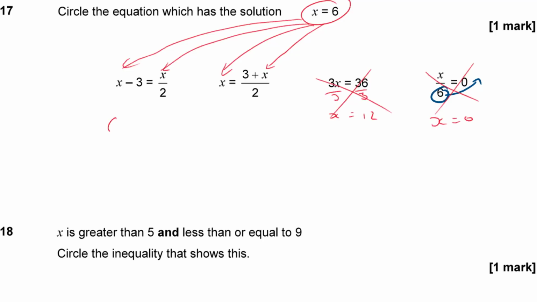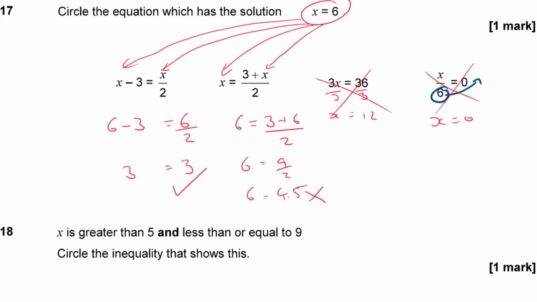So is 6 minus 3 equal to 6 divided by 2? Well, 6 minus 3 is 3, and 6 divided by 2 is 3, so yes, that is true. What about the other one? Is 6 equal to 3 plus 6 divided by 2? Well, is 6 equal to 9 divided by 2? Well, 9 divided by 2 is not 6, it's 4.5, isn't it? So that is not true, which means that that one has a solution that x is equal to 6, and that one doesn't have a solution that x is equal to 6. So it's the first one.